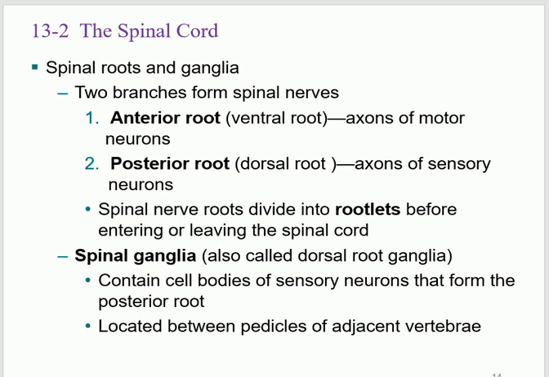Roots, anterior and posterior, or ventral and dorsal. What's the difference between those? Every one of those roots is carrying something different. The dorsal roots, or the posterior ones, carry sensation going in to the spinal cord, while the anterior or ventral carry motor command out.